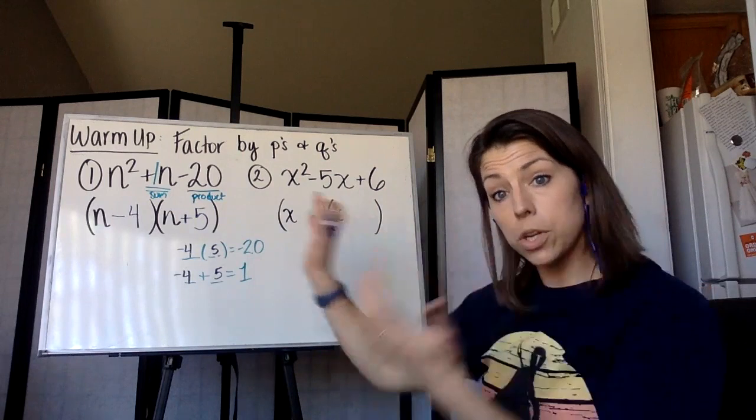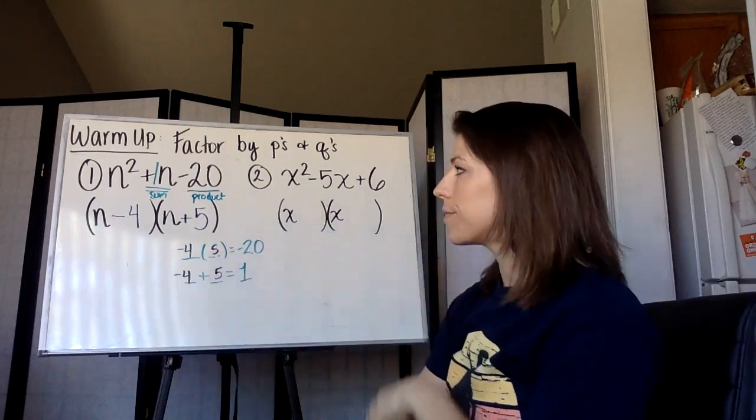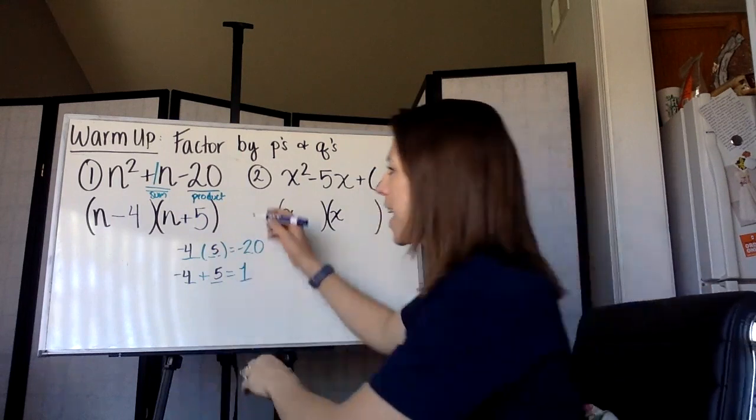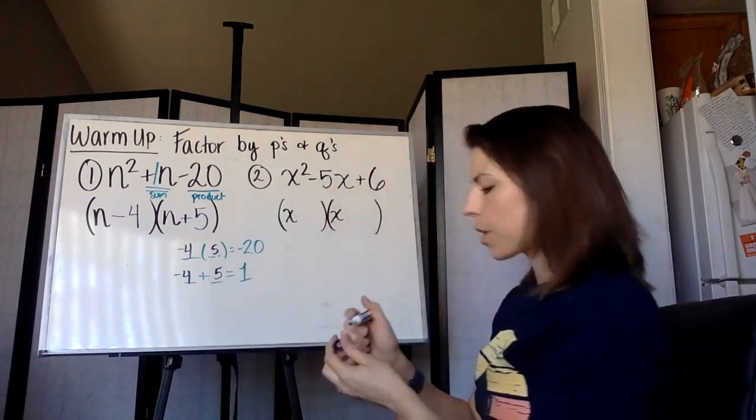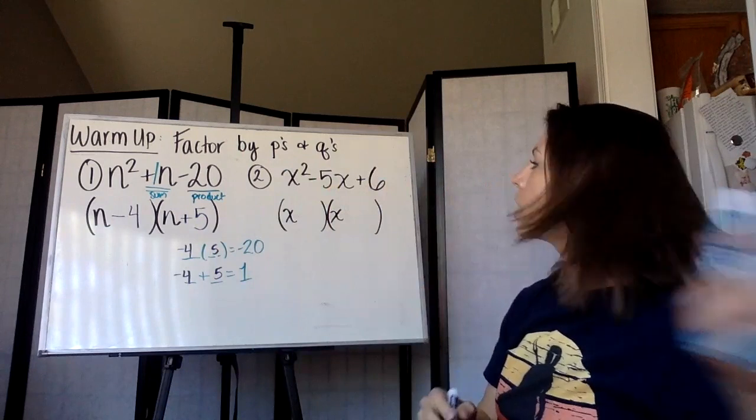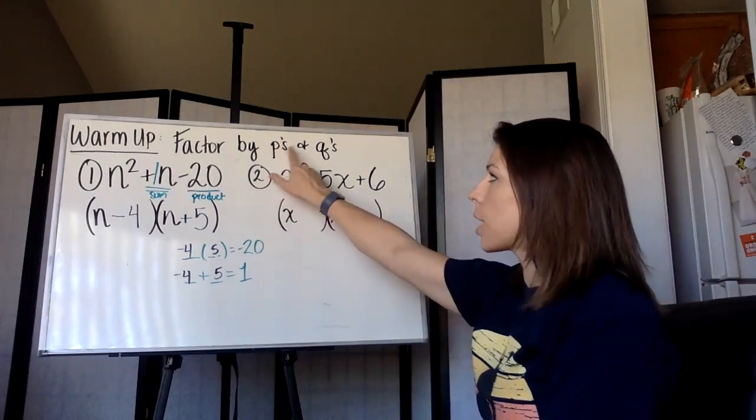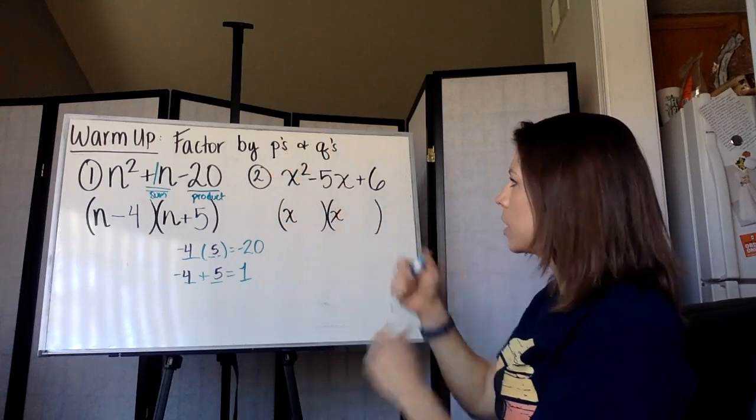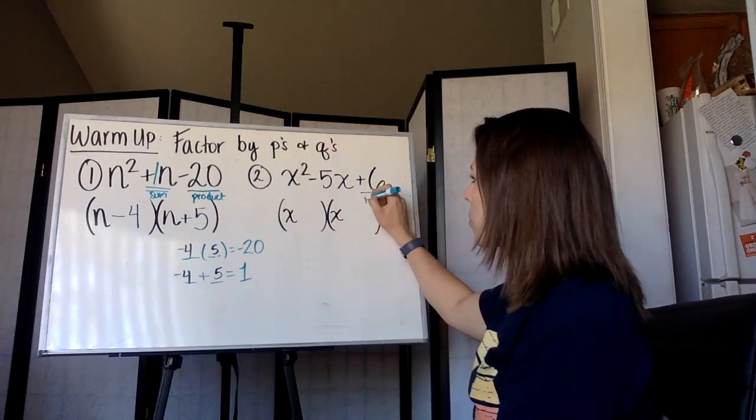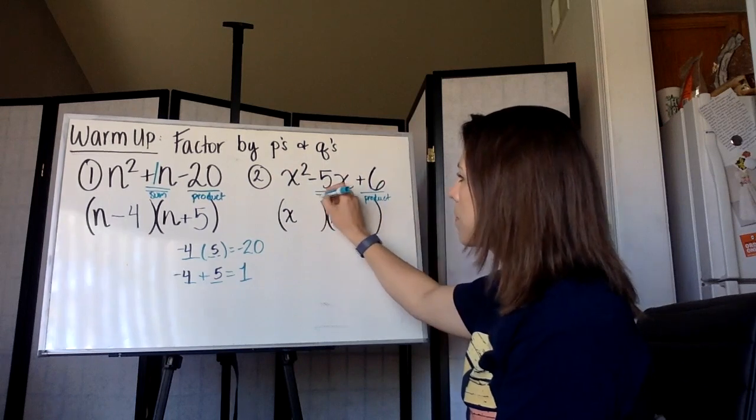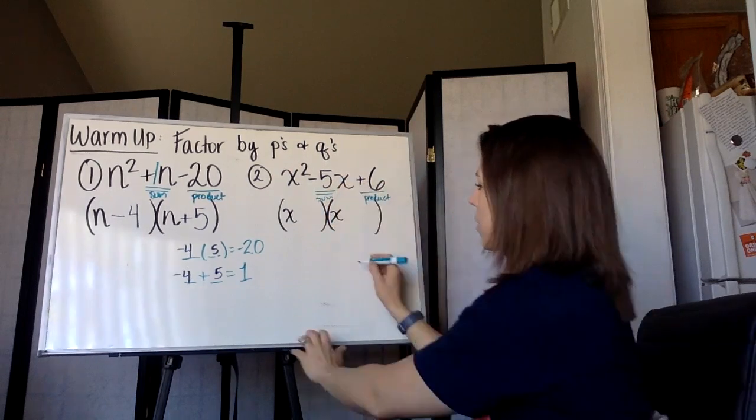Now, we would normally multiply to check, but for sake of time, I'm just going to let you know that that is correct. Yay! And we're going to move on. Over here, second example. It is a trinomial, leading coefficient 1. That's how we know we can use P's and Q's. So we play the game. What 2 numbers have a product of 6 and a sum of -5?